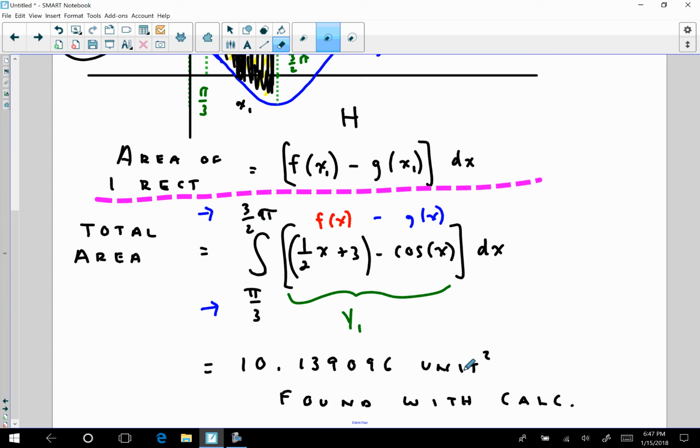So that, ladies and gentlemen, gives us two really good examples and a very good formula where we can actually find the area bounded by two graphs from one x value to another x value using our graphing calculators.